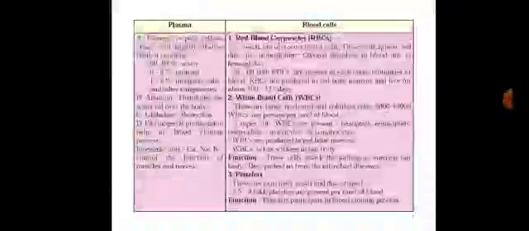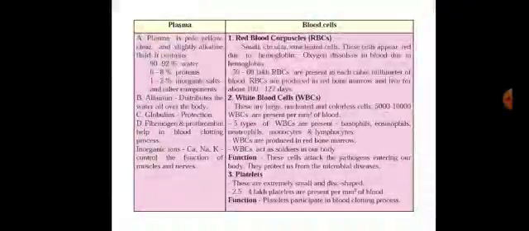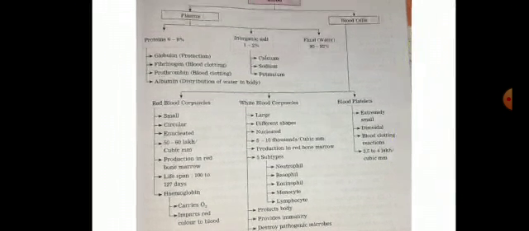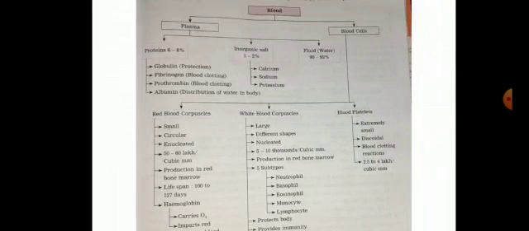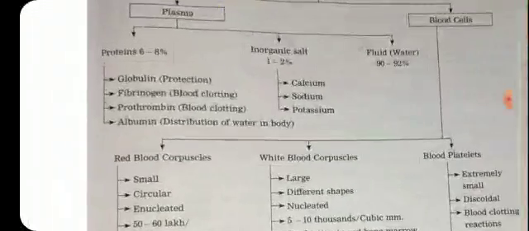So this chart will help you to know about plasma and constituents of plasma. Then 3 different types of blood cells are there. You all will draw this chart in your science copy. This flow chart will help you to keep the points in mind. Blood is divided into two main components, that is plasma and blood cells.